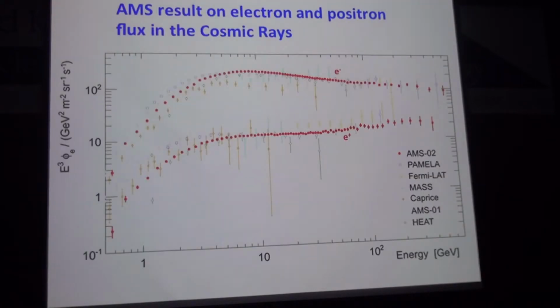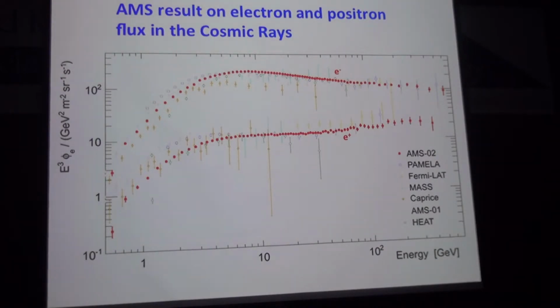So let me go to the flux now. This is the electron flux and the positron flux, measured separately. Compared to the previous measurements, mainly from PAMELA and from Fermi, we have very small error, and we extended the energy reach of this measurement to about 500 GeV.